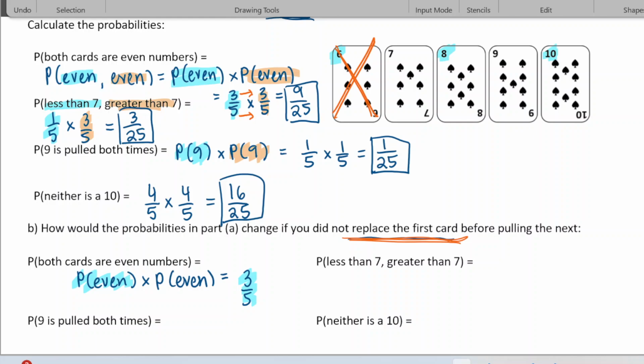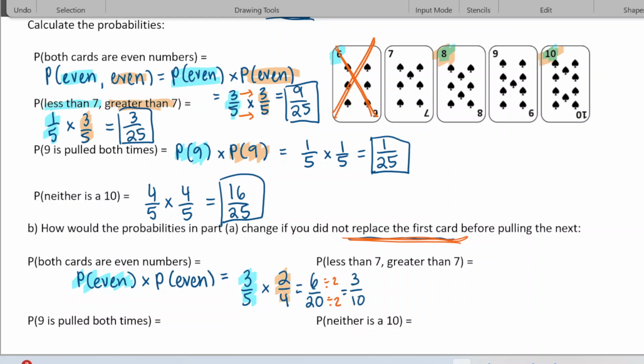Now on the second pull, there's only 4 cards left to pull from. And only 2 of them are even now. So it's only 2 out of 4. So now we can multiply these. So it's going to be 6 out of 20, and you can reduce that to be 3 out of 10.